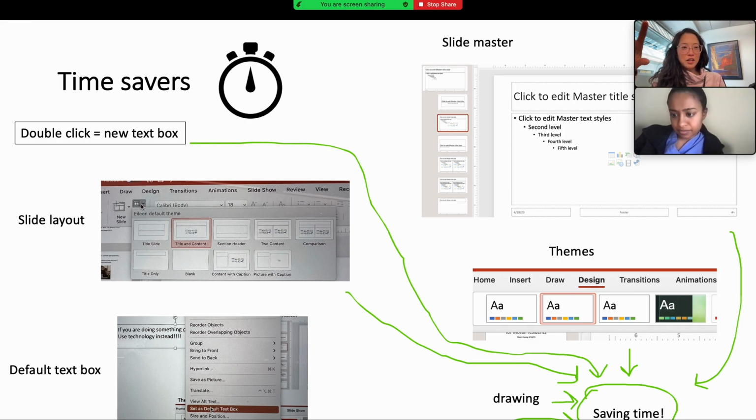So one is creating a new text box. I used to drag up to the insert and then text box until I discovered that if you just double click on a blank space, it creates a new text box. Other things that I was wasting time doing for a while: I was deleting the title and content box of every slide, because I just like to have free form and put my own stuff on there. But you can actually choose a layout that's blank and create all the slides as blank.